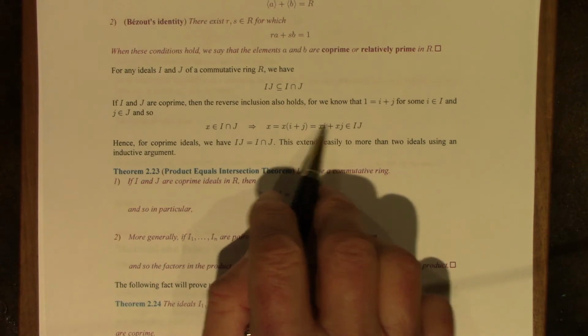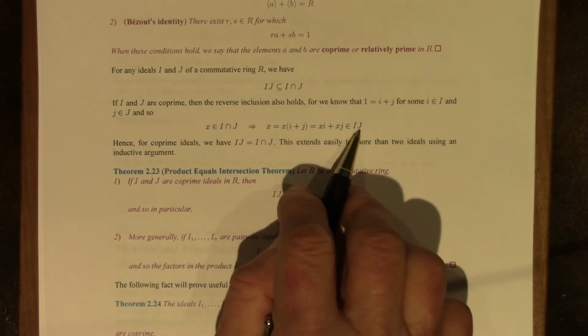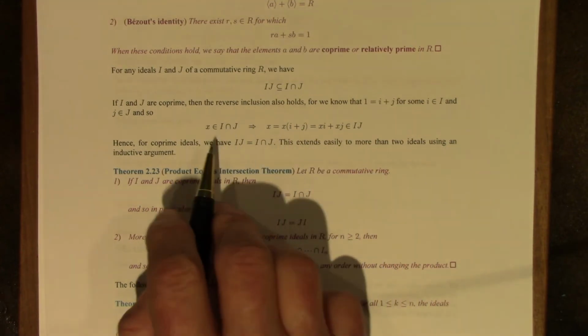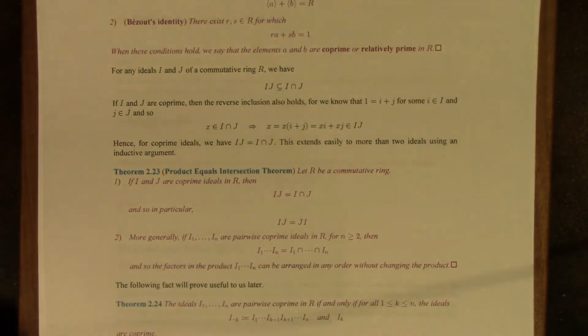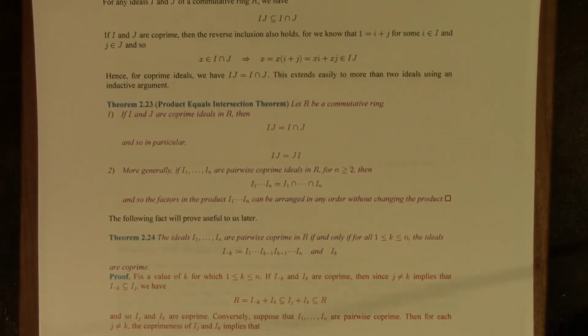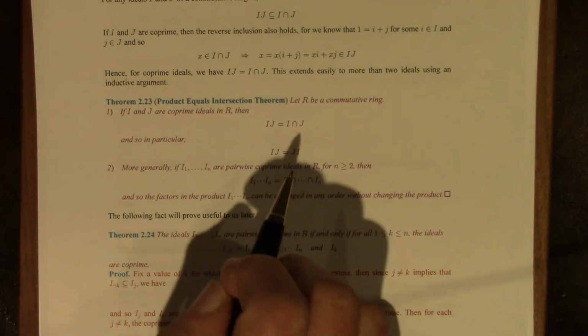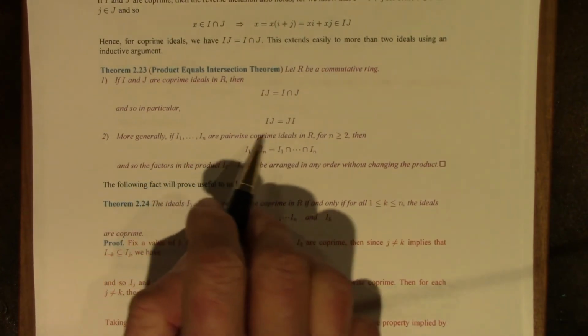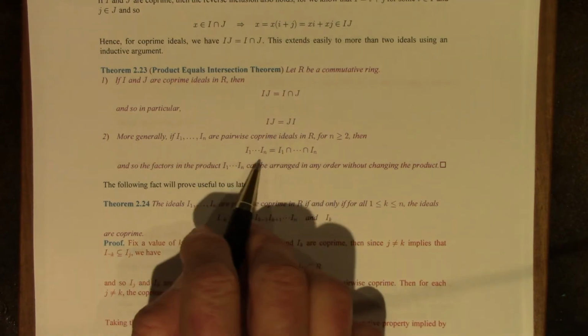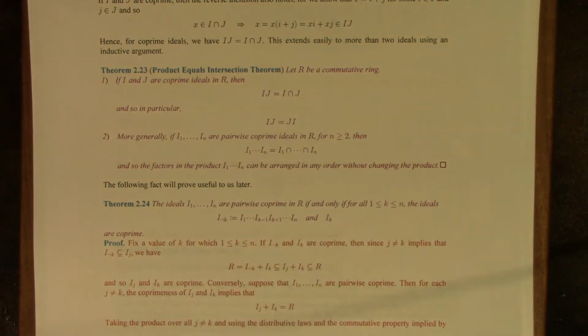Now xi belongs to this product ideal. So does xj, therefore so does the sum, because this is an ideal. And so for coprime ideals, we have equality. The product is just the intersection. And this extends rather easily to more than two ideals, just using an inductive argument. So that looks like this. If I1 through In are pairwise coprime ideals, then their product is equal to their intersection.